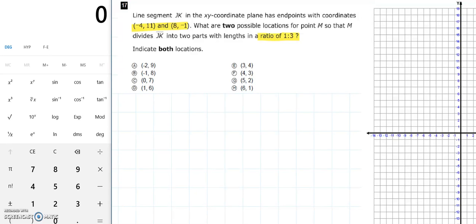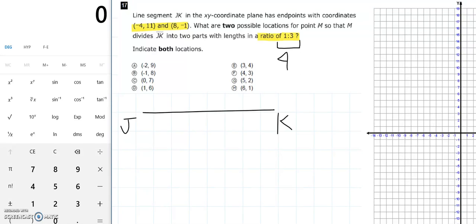And I promise you partitioning is going to be on that EOC, so make sure you really understand what we're doing in this problem. Alright, so the concept is this. We have a line segment, JK. We have this line segment divided in a ratio of 1 to 3, which means there's going to be a total of 4 parts. Now, if I take my line segment, I divide it into 4 parts.